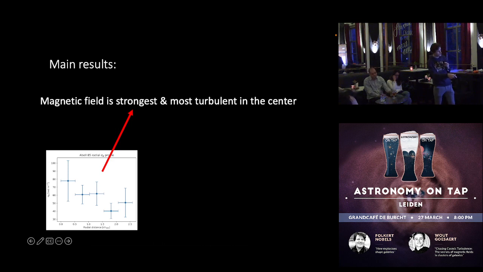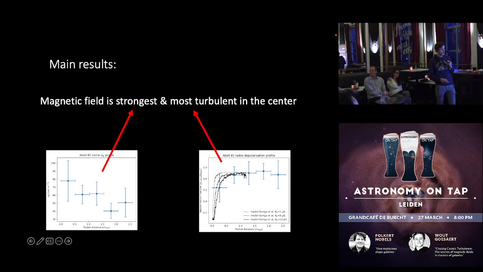This is the distance from the center of the cluster. And from this slope, we could already see a little indication that the magnetic field is strongest in the center, and also that it's most turbulent in the center. This is again based on the weakening of polarization. So, after half-year work, this is the result.